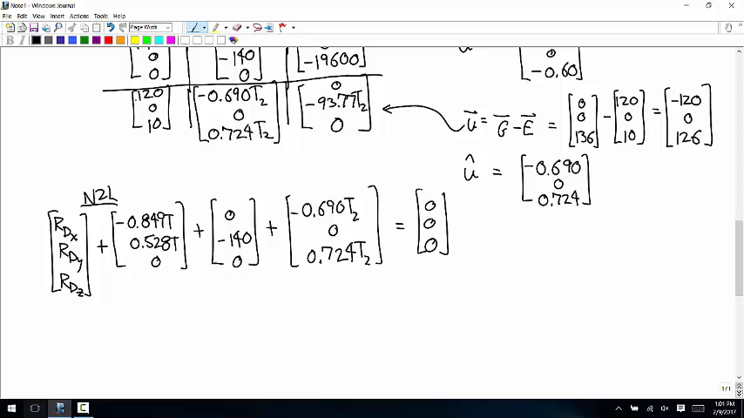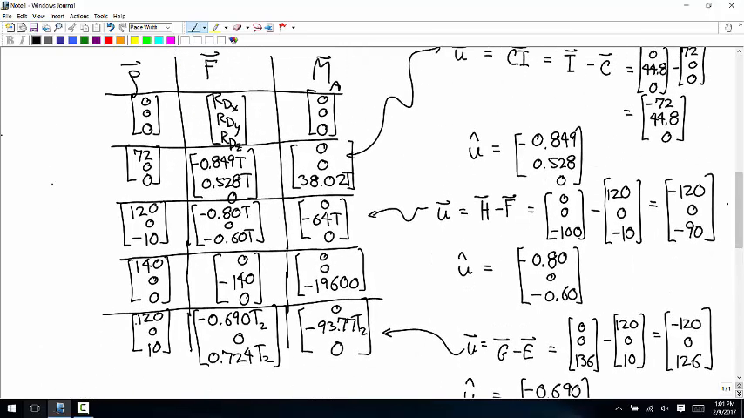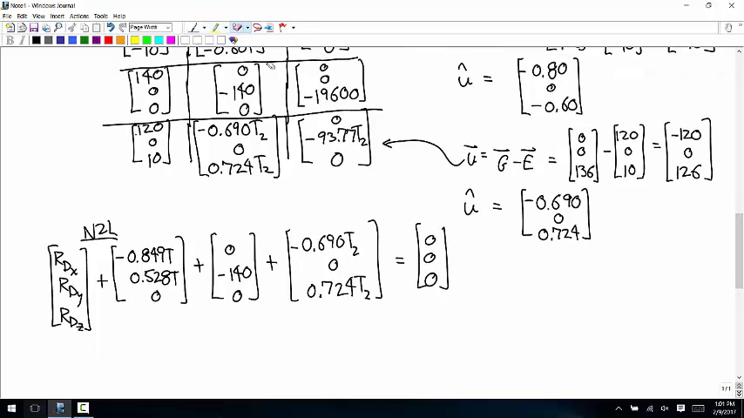Oh, is that what you were saying? 1, 2, okay. That's what you said in the first place. Oh, I missed the negative 0.8. Okay. I agree. Plus negative 0.80 T, 0, negative 0.60 T, and all that's equal to the 0 vector.